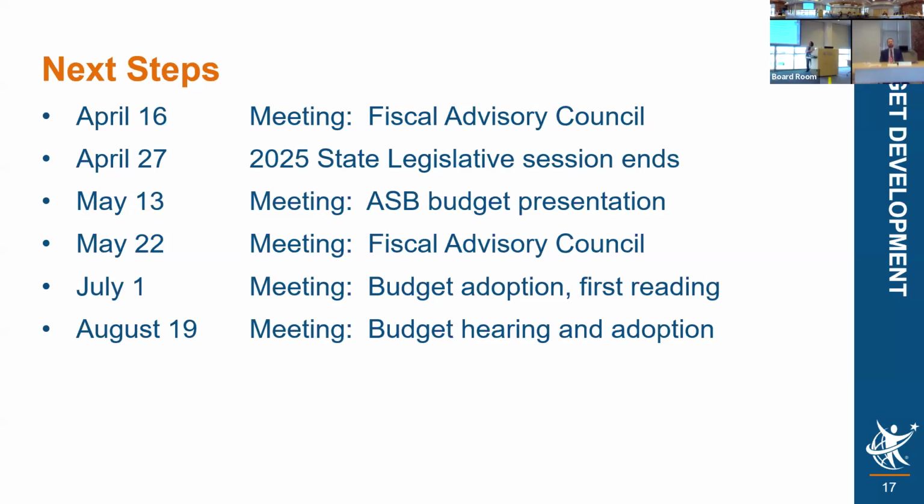And then we will hold another fiscal advisory council in May, really kind of letting them know where we landed with our legislative outcomes, where we're landing with our budget development, and ultimately culminating to presenting the board with the first reading of the budget in July. And then the district is actually required to post that on July 10th for the public. And then the budget hearing and adoption will be held August 19th. And culminating to the next year of the cycle.